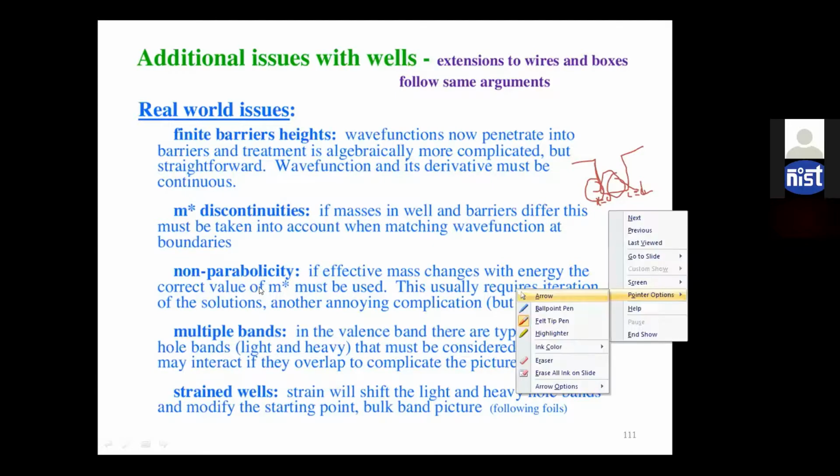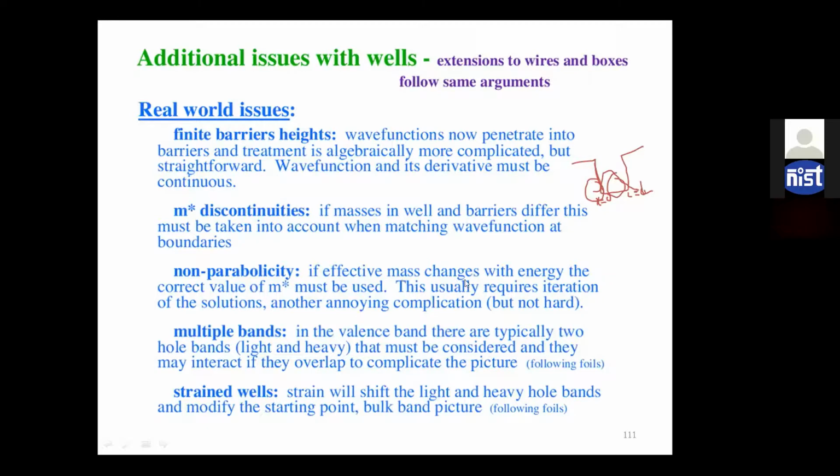And the non-parabolicity. What is that? If effective mass changes with energy, the correct value of effective mass must be used. This usually requires iteration of the solutions, another complication. That means you don't fix the effective mass. For example, take a well, but the effective mass may not be the same throughout the well because your energy varies. If energy varies, then in accordance with energy, you can also calculate the exact effective mass.